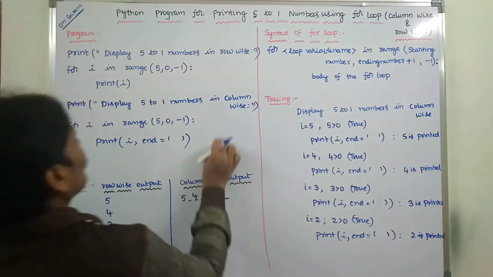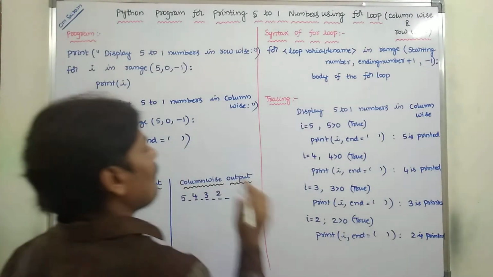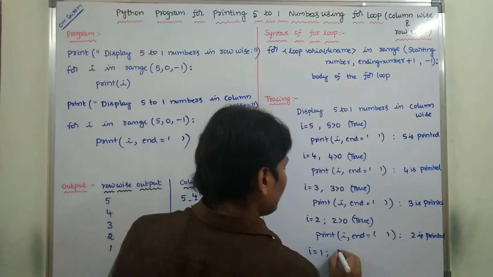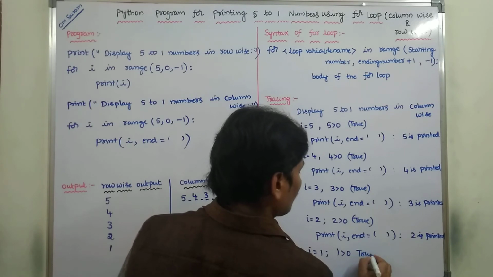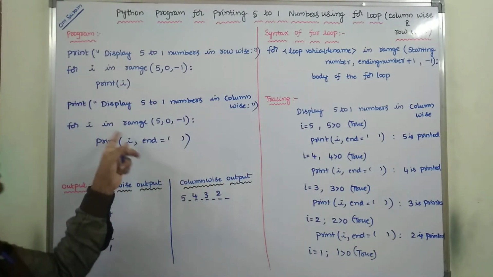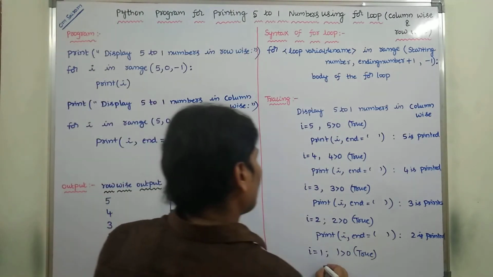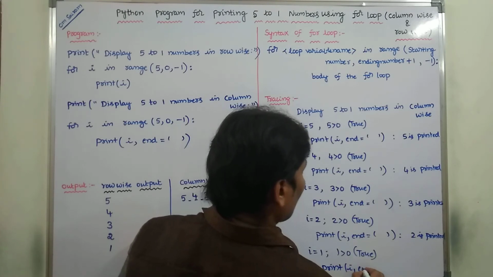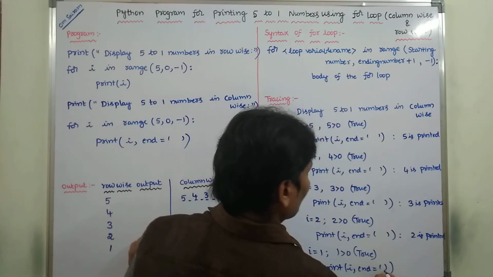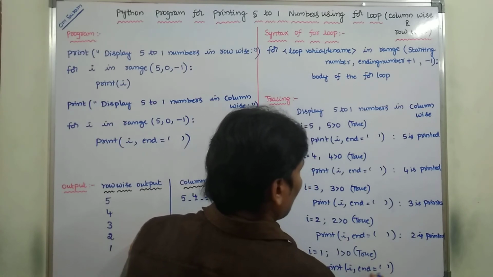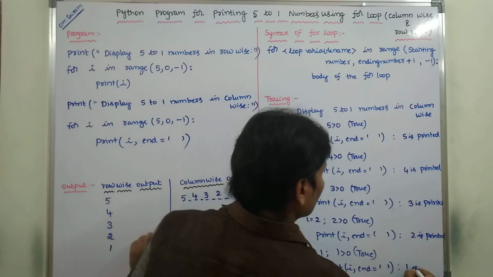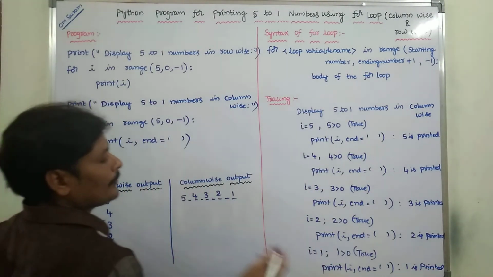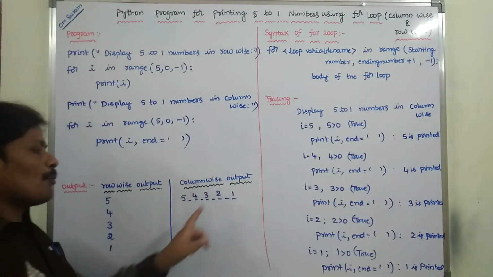Again the control goes to the for loop. Now the i value is decremented. Previously the i value was 2. 2 minus 1, that is 1. 1 greater than 0. Condition true. If the condition is true, then the control goes to the statement within the body of the for loop. The body of the for loop contains print(i, end=' '). So now the i value is 1. So 1 is printed. After printing 1, we have to use one space.